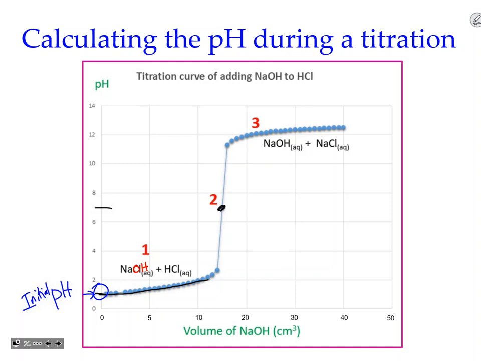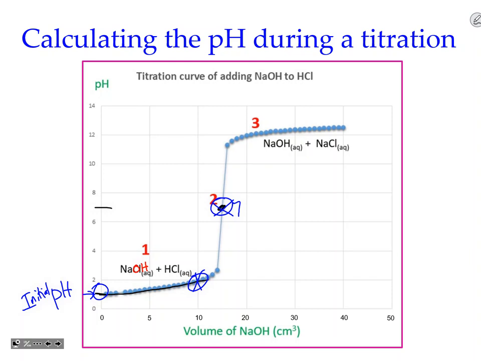Then they'll have you calculate somewhere in the buffer region. And we're going to be working at 10 milliliters, so that'll be in the buffer region. Then they have you look at the equivalence point and calculate that. If it's a strong, it's automatically 7, so you don't have to calculate that. But if it's a weak strong, you do have to calculate it because it'll either be above 7 or below 7 depending on what your titration looks like.